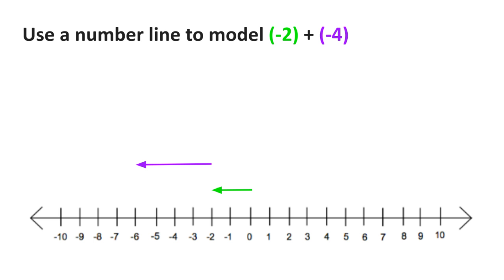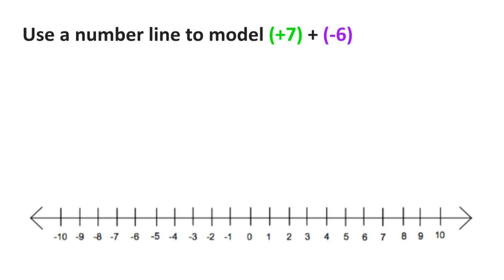It picks up where my first arrow left off. Where I end up is my answer. So negative 2 plus negative 4 gives me a negative 6. What happens when we have a positive integer combined with a negative integer?